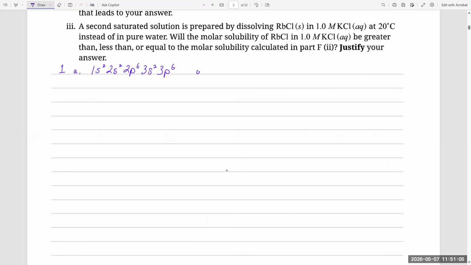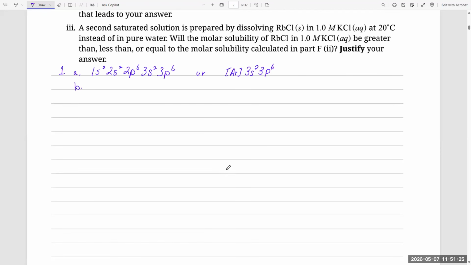Or you could also write the argon core notation. So that's the argon core electrons, and then you have 3s2, 3p6. Either way would be acceptable. And this was kind of really simple, wasn't it? Right? So let's move on.